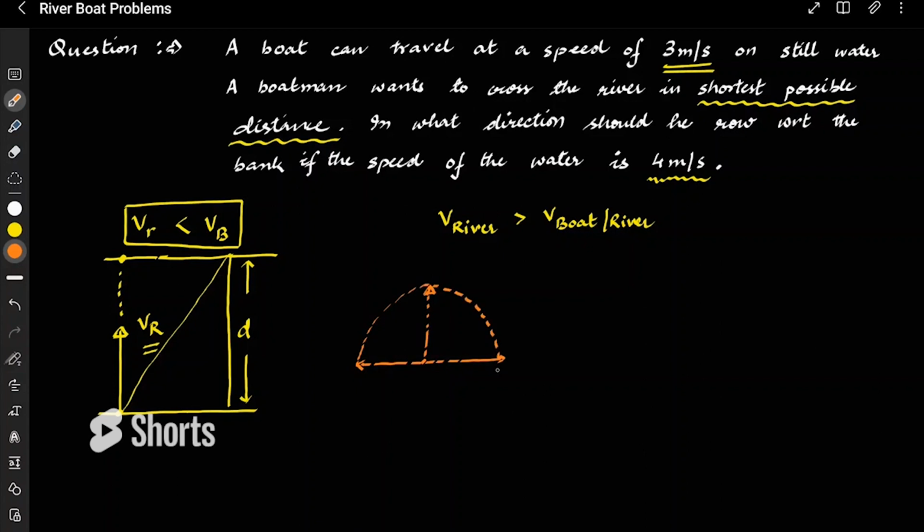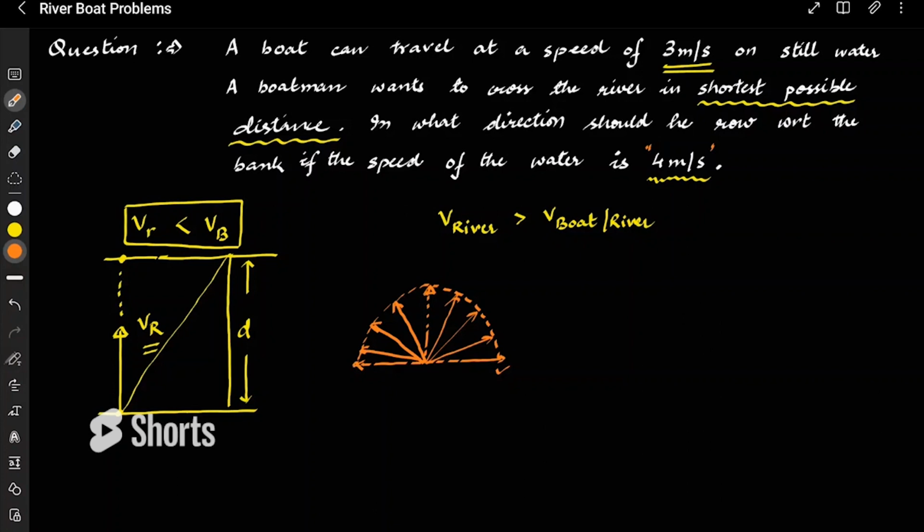Because he can travel in this direction, he can travel in this direction, he can travel in this direction, he can travel in this direction. So all possible directions will make this shape of a semicircle. So the locus will be a semicircle. But what is happening? The river is moving all the possible points.